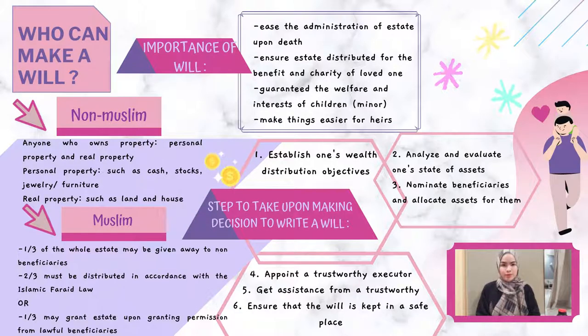Who can make a will? It can be a non-Muslim and also a Muslim. For non-Muslims, anyone who owns property, personal property and real property. Personal property such as cash and stock, and real property such as land and house. Next, for Muslims, 1/3 of the whole estate may be given away to non-beneficiaries. 2/3 must be distributed in accordance with the Islamic Faraid law.